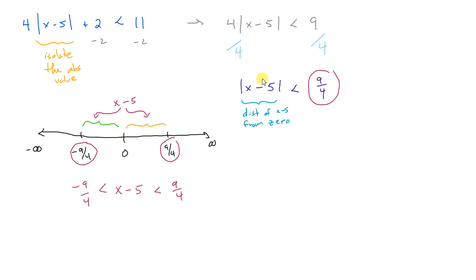Now, if there was an equals symbol underneath the inequality, meaning you're allowed to equal the number at the end, then all of these would have an equal sign. Everything works the same. So the final step now is, now that we know x minus 5 lives between these two numbers, I want to figure out where x lives. And to figure out where x lives, I just have to get rid of the minus 5.